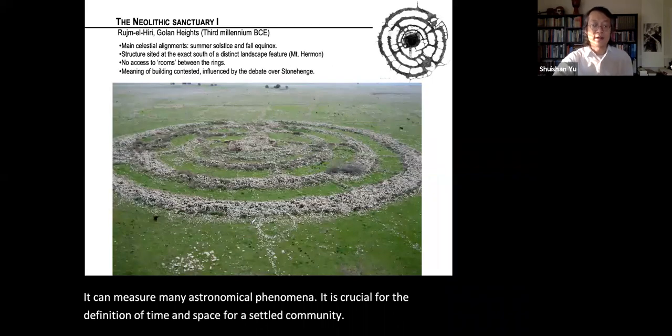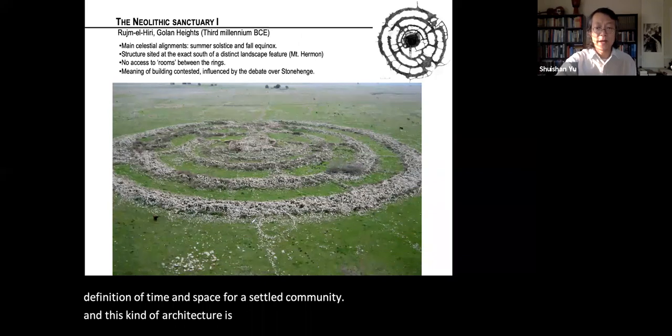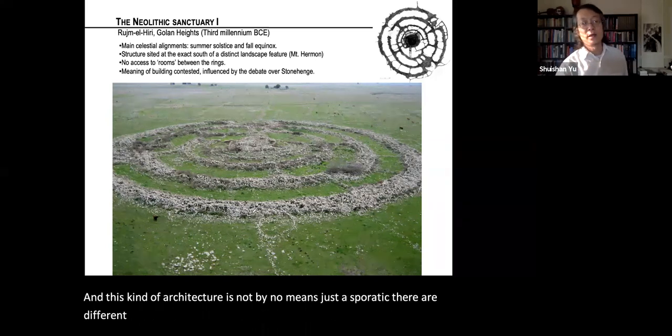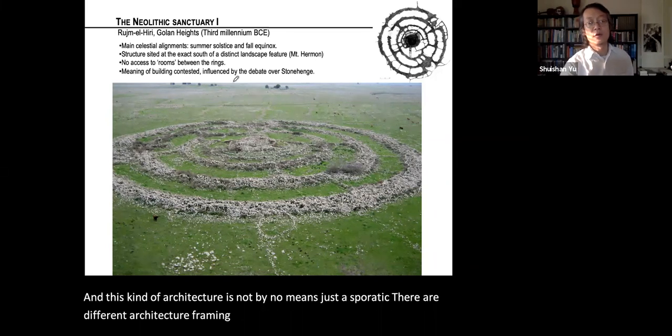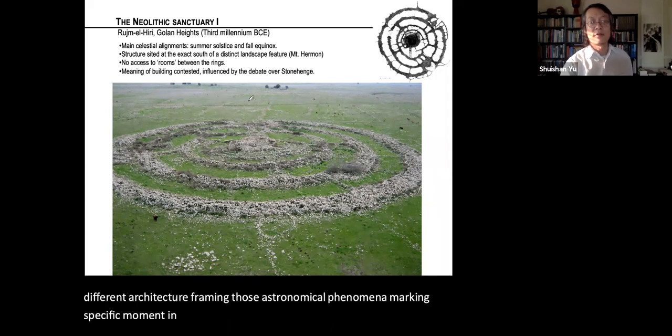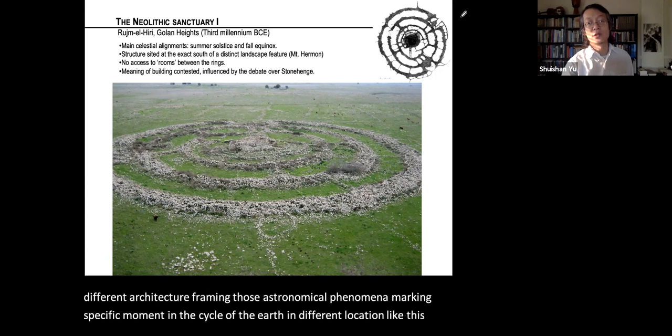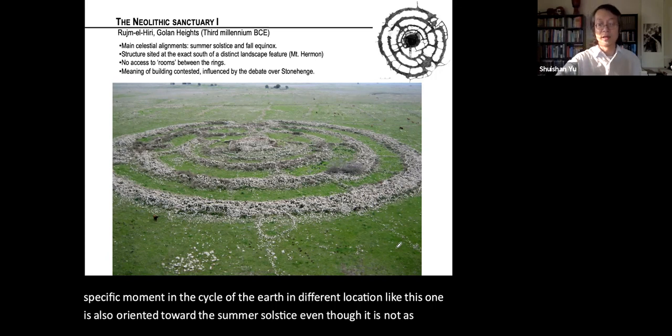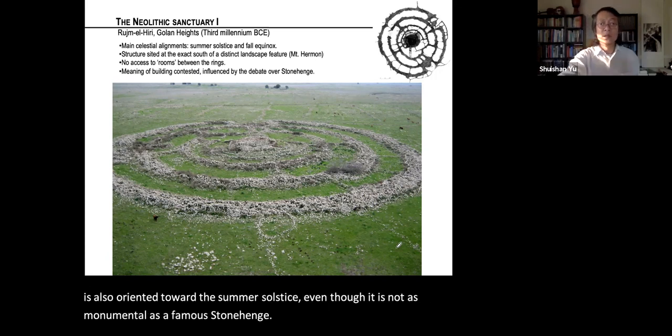And this kind of architecture is by no means just sporadic. There are different architectures framing those astronomical phenomena, marking specific moments in the cycle of the Earth in different locations. Like this one is also oriented toward the summer solstice, even though it is not as monumental as the famous Stonehenge, right?